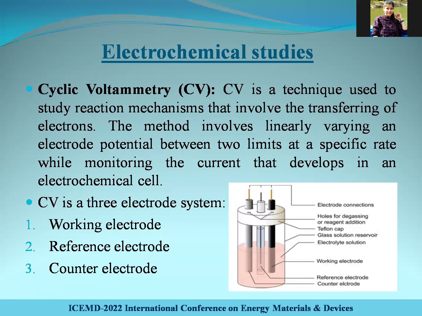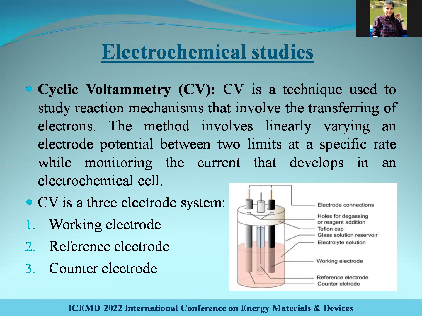Next, we have done the electrochemical study of the sample, and we have used cyclic voltammetry to study the electrochemical behavior. Cyclic voltammetry is actually used to investigate the reduction and oxidation processes of molecular species, and it is a 3-electrode system. First is the working electrode, then the reference electrode, and the third one is the counter electrode. The working electrode is the electrode of our interest where the electrochemical reaction occurs.